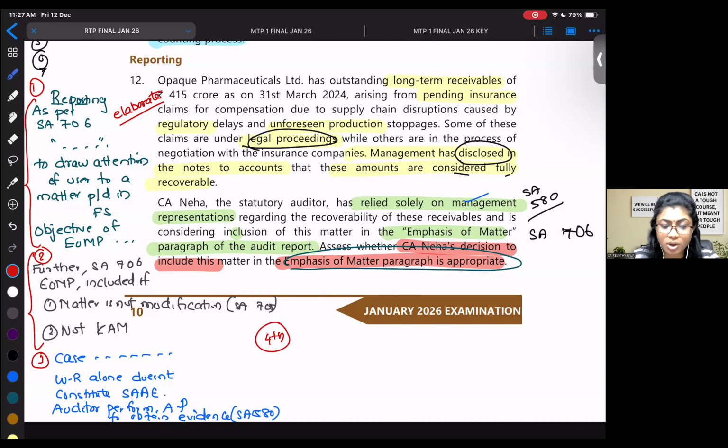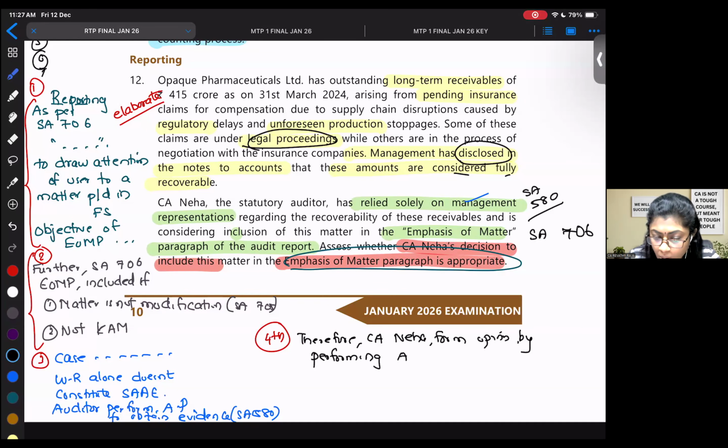The fourth paragraph is the conclusion. So how would you conclude? What should Neha have done? She should have obtained evidence, and only then should she have included EOMP. Therefore, CA Neha should form her opinion by performing audit procedures, and she should have obtained sufficient and appropriate evidence, then may include EOMP. Therefore, not appropriate.